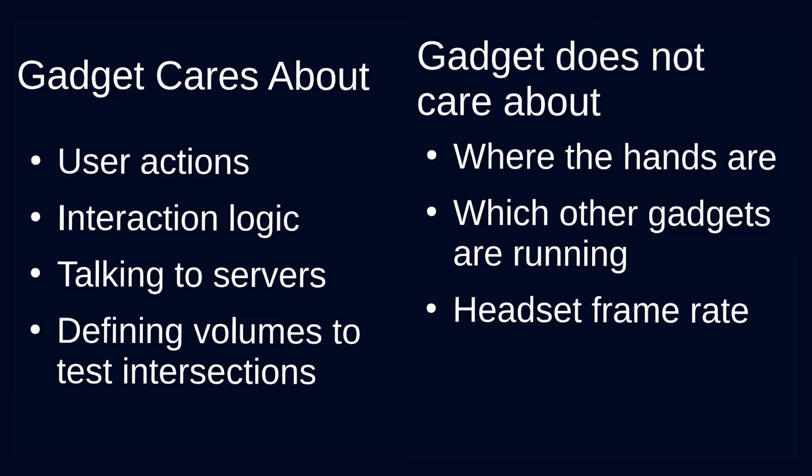So at a high level, that's an overview of how gadgets think about their scene graph and think about talking to other gadgets. We'll get into a lot more detail about exactly what goes into the scene graph and exactly how they talk to other gadgets in future tutorials.